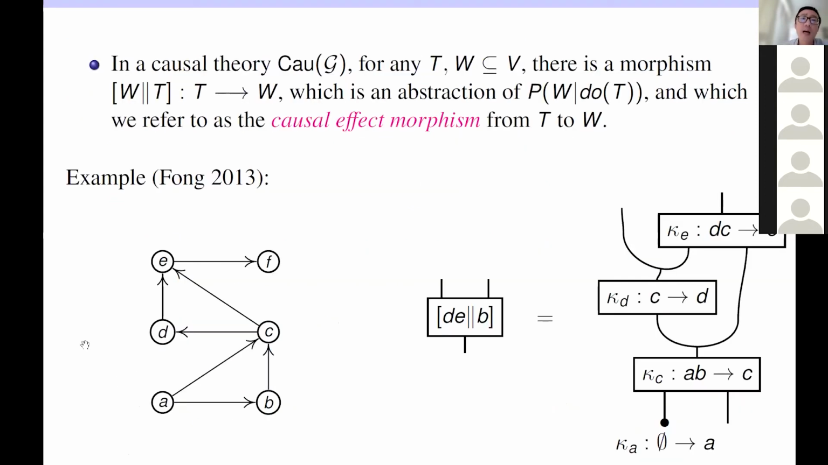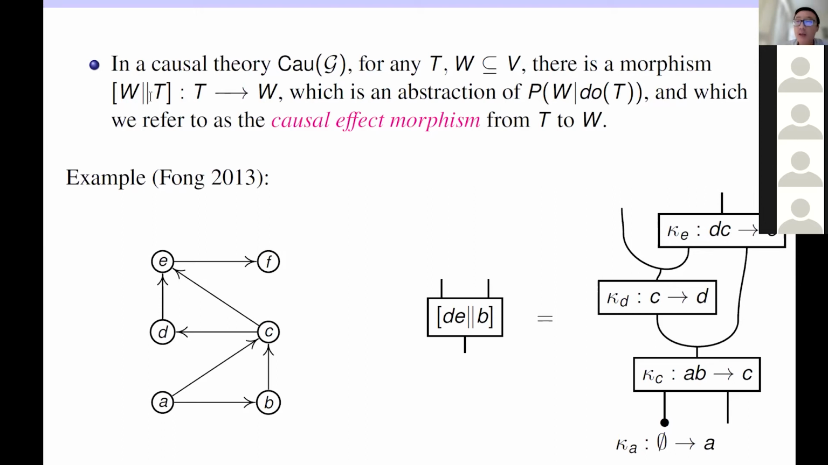Now, if we have that, then in this category we can actually construct a kind of morphism, which is the central object of our interest. I would denote this kind of morphism with this notation here. So for any set of nodes T and W, there's a morphism we can write from T to W.